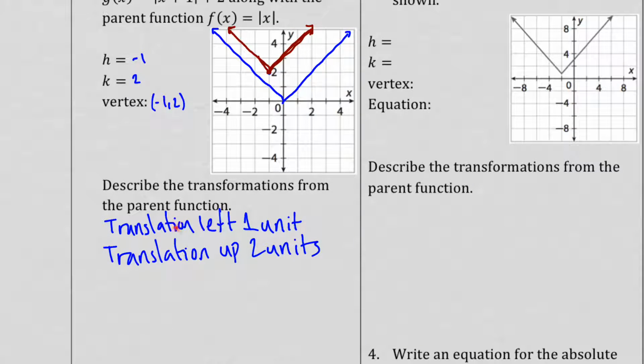The description is a translation. Remember, whenever we move something or we shift it, we call it a translation. It's a translation left 1 unit and up 2 units. You can see from the vertex here to here, it moved left 1 and up 2.